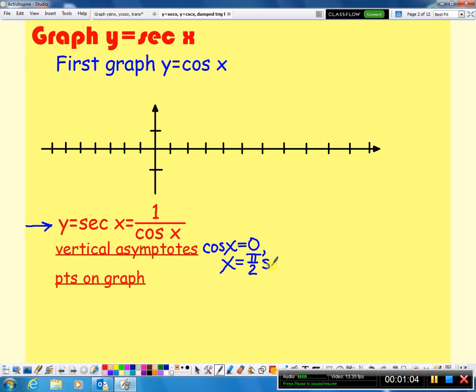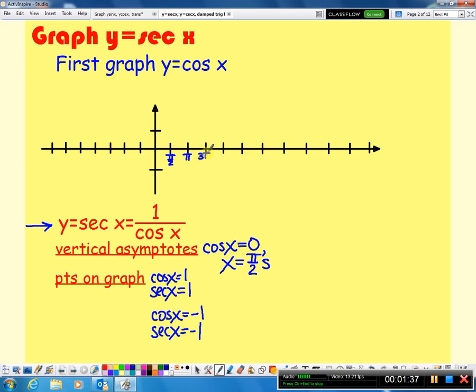Now, the other thing I want you to recognize is that if cosine x equals 1, then secant x, the reciprocal, would equal 1 as well. Or if cosine x equals negative 1, then secant x is going to also equal negative 1, because when you flip negative 1, 1 over negative 1 is just still negative 1. So let's focus our energies for just a minute on graphing y equals cosine x.